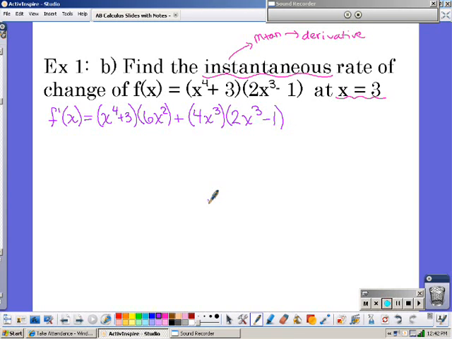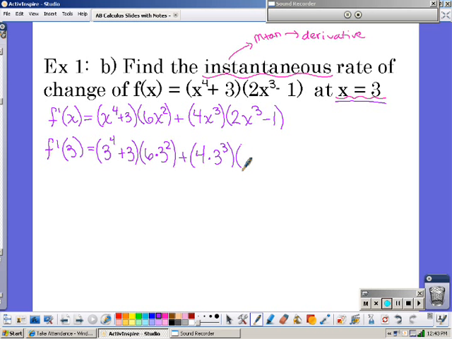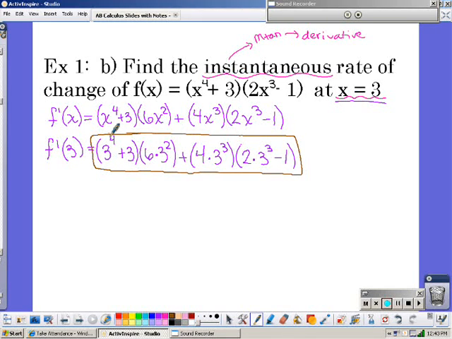Now that we've found our derivative, it's going to be pretty easy to find this instantaneous rate of change. All we need to do is evaluate the derivative at x equals 3. So let's find f prime of 3. We're going to sub in this mess: 3 to the 4th plus 3, times 6 times 3 squared, plus 4 times 3 cubed, times 2 times 3 cubed, minus 1. At this moment I think on the AP that I don't have to simplify, and I can stop right here. If you are dissatisfied stopping here, then feel free to type all that into your graphing calculator and find a single numerical answer.